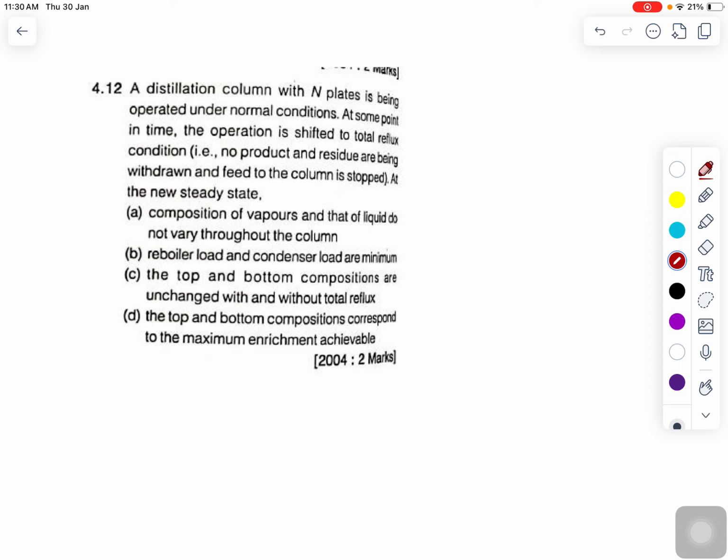So I'm Ankit Mishra. I am continuously making videos of the PYQ series, and here I am starting the PYQ series for the second part of the distillation mass transfer operation.